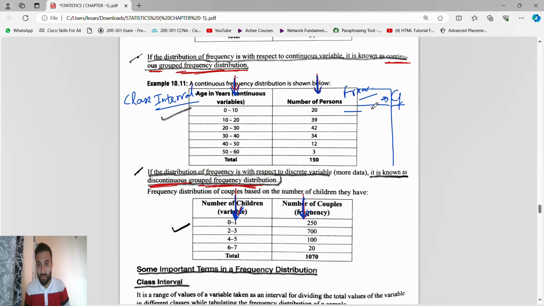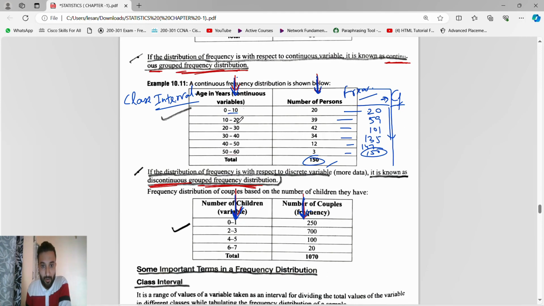Like this: this is 20, so this becomes 20. Next, 20 plus 39 is 59. This is successive adding. 59 plus 42 is 101. Then 101 plus 34 is 135. 135 plus 12 is 147. 147 plus 3 is 150. The total frequency is 150. So the cumulative frequency is the successive adding of the frequency.